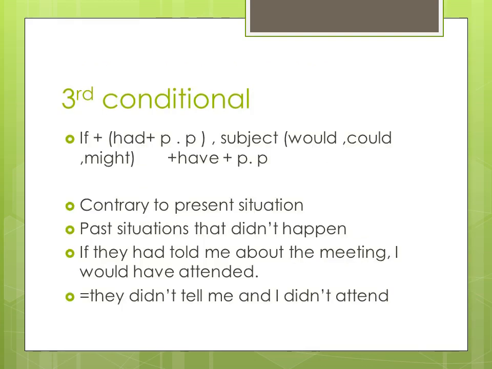So in the third conditional, which is talking about the contrary situation to the past, the only case talking about the past situation that did not happen, we can use the third conditional: if plus had plus past participle, plus the second clause with subject plus would, could, might plus have plus past participle, to express things that did not happen in the past. If they had told me about the meeting, I would have attended. This means they did not tell me and I did not attend the meeting.